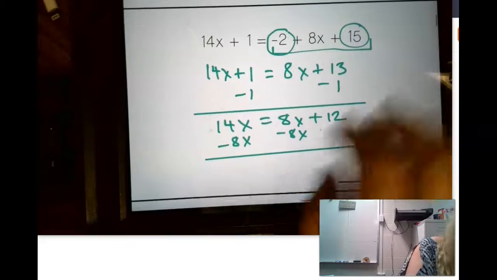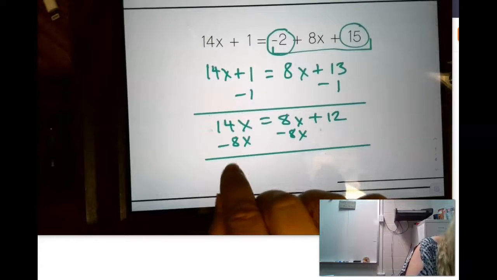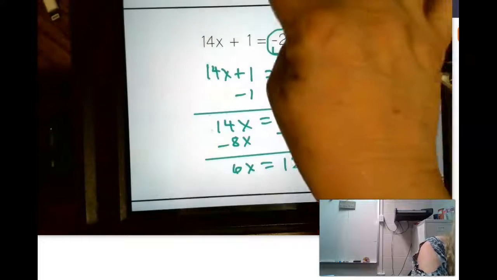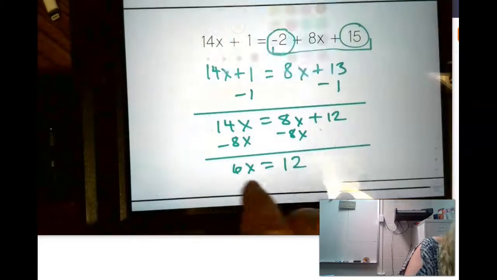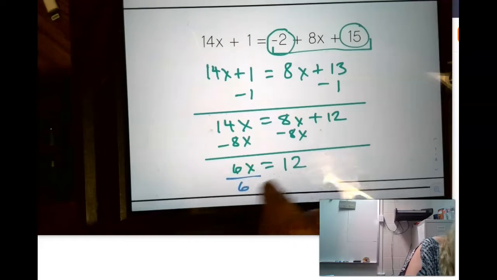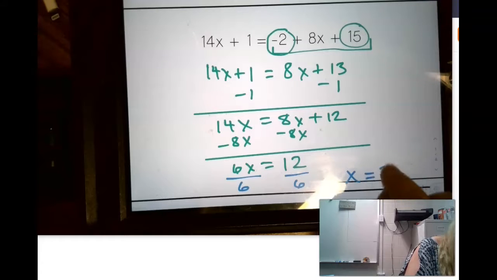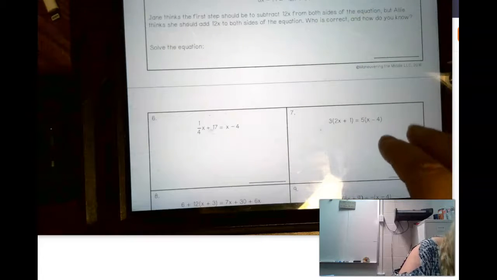And that gives us 6x equals 12. Now we're going to divide by that 6 to get x by itself, and then x equals 2. That's all we do for solving, really. Let's see.